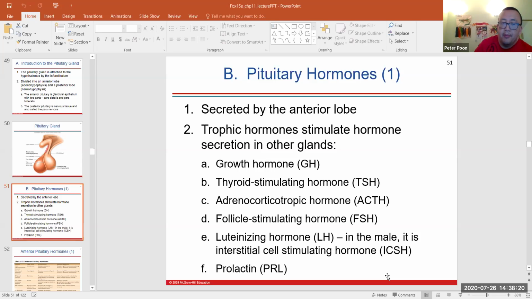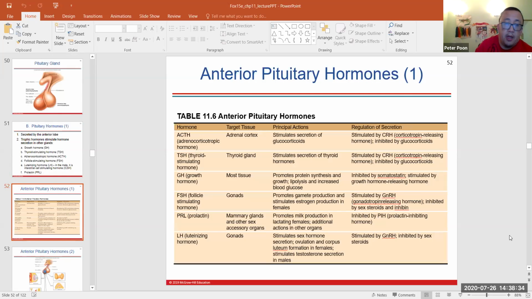And then luteinizing hormone and prolactin. These things stimulate other hormones to grow. For example, LH in females causes the corpus luteum to secrete progesterone and stuff like that.